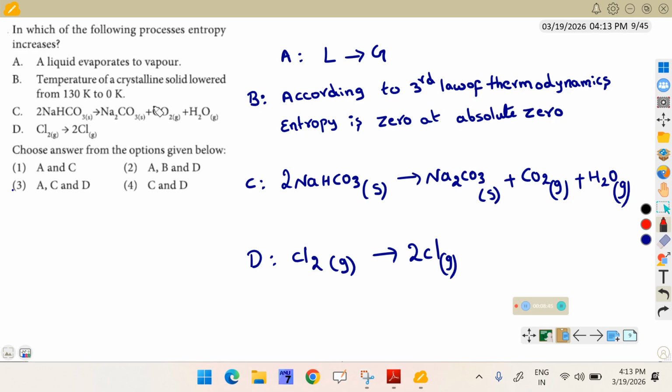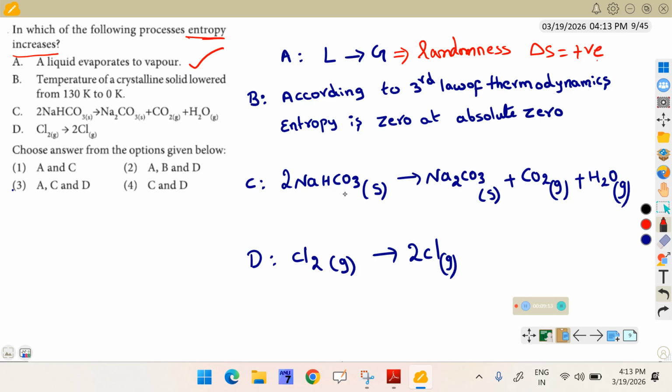In which of the following processes does entropy increase? In the last video, I clearly explained when entropy increases. Okay, a liquid evaporates to vapor. Correct. Liquid evaporates to vapor means liquid is converted to gas, then randomness increases, then the entropy value also increases. So statement 1 is correct.